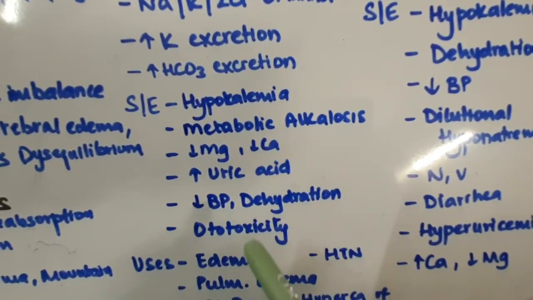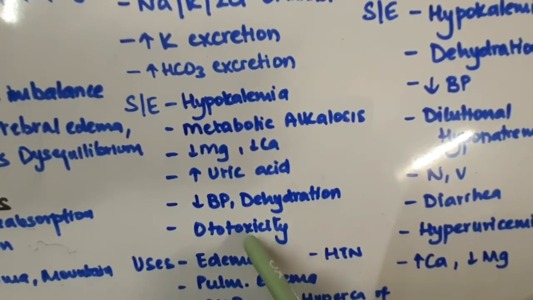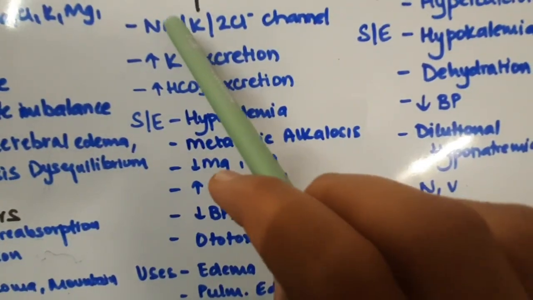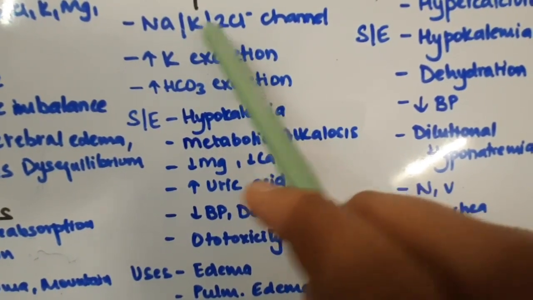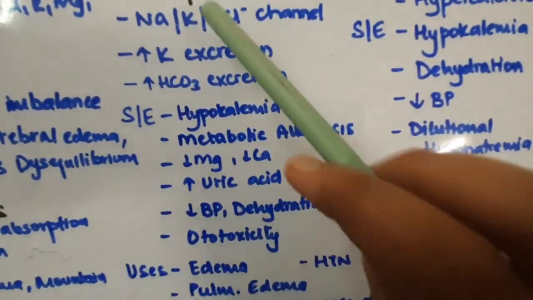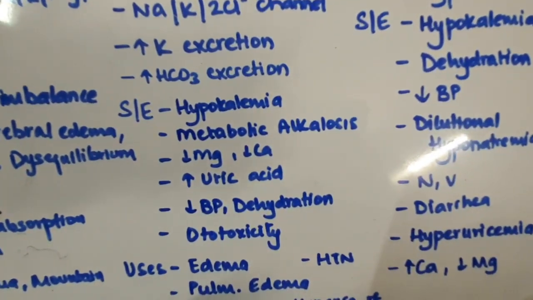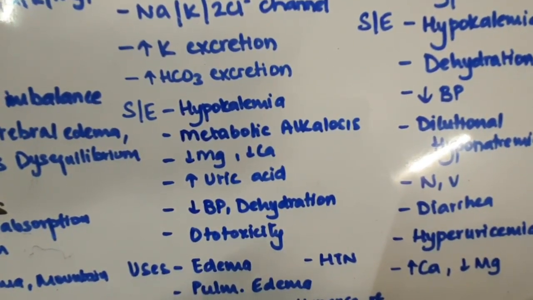Another very important side effect of loop diuretics is ototoxicity, since this sodium potassium chloride channel is also present in the ear, and this is what is involved in the formation of endolymph.